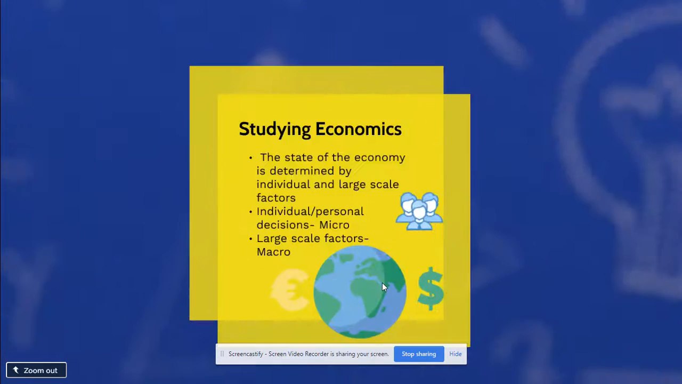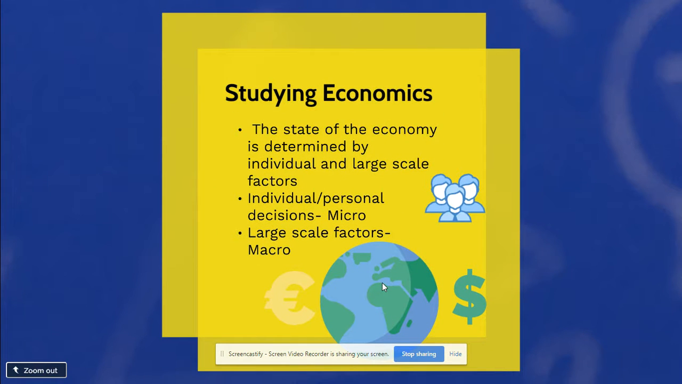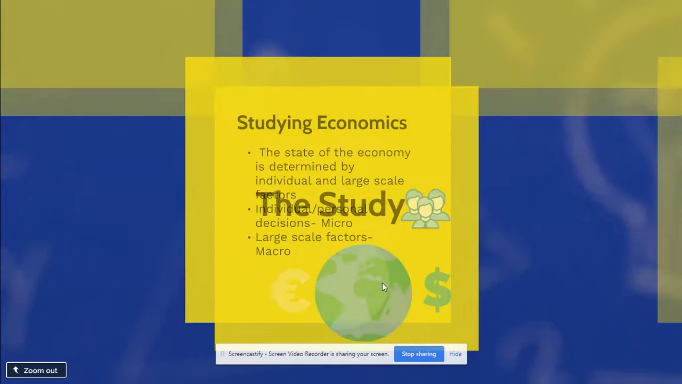So how is economics studied? Economics is determined by two factors: individual and personal decisions and large scale factors. So when you're studying economics, usually it's broken down into two major fields. So the individual and personal decisions are considered microeconomics. Large scale factors such as currency or global and transnational corporations, those are taken into consideration in macroeconomics. So those are the two main types of economics that we're going to cover in this short course.